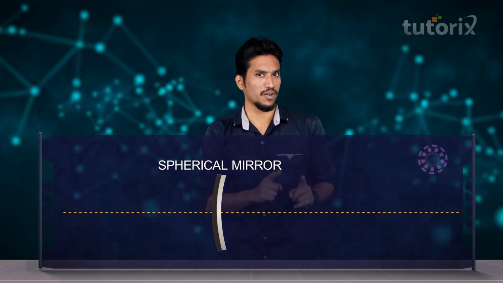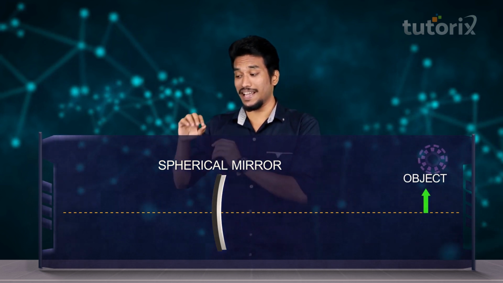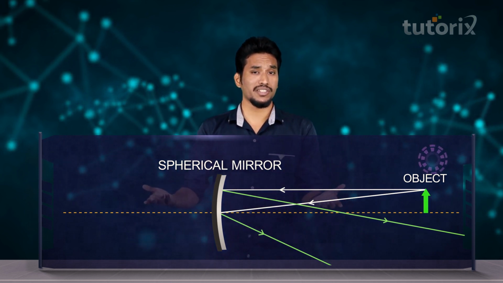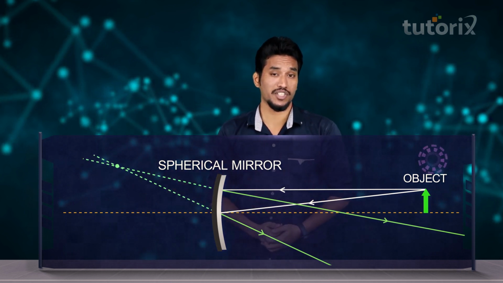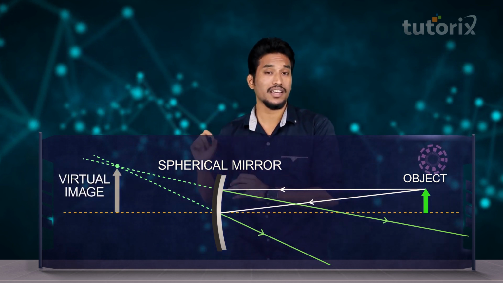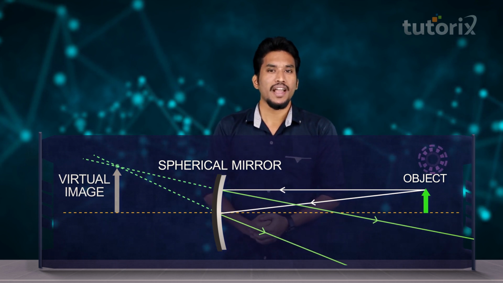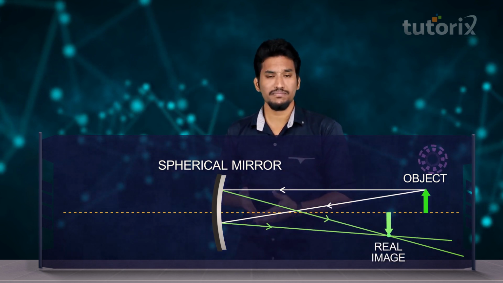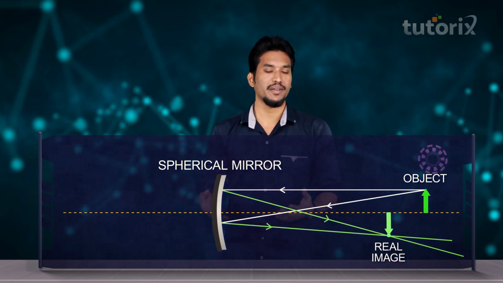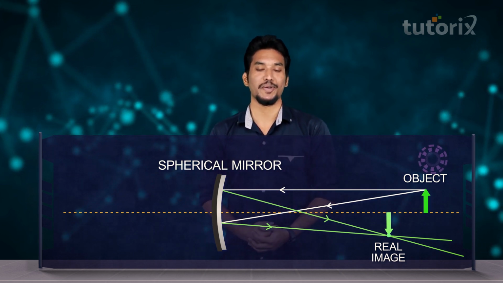We'll do the same thing for spherical mirrors. We place the object in front of the mirror, and the light rays emitting from the object propagate, are incident on the spherical mirror and get reflected back. If they're diverging, we trace the rays back in the opposite direction and see where the reflected rays appear to meet behind the mirror. And if they actually meet after reflection, that is the point where the image is actually formed, and that image is a real image, as we learned in our previous videos.